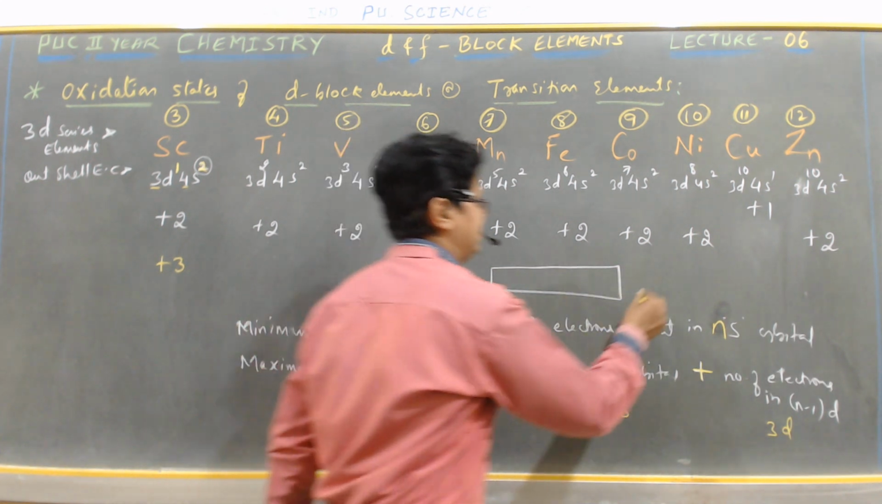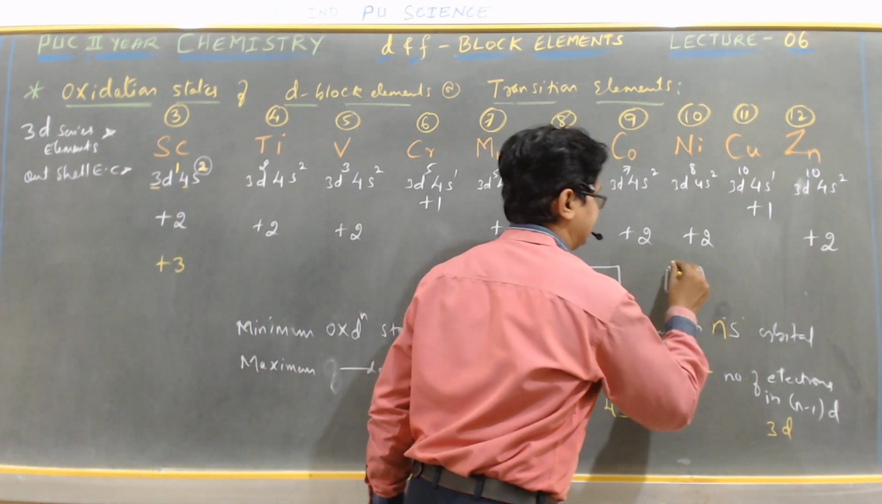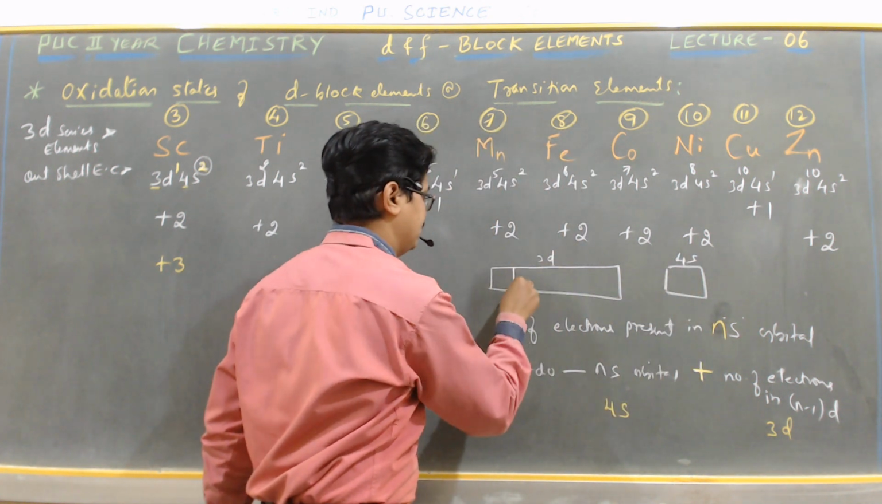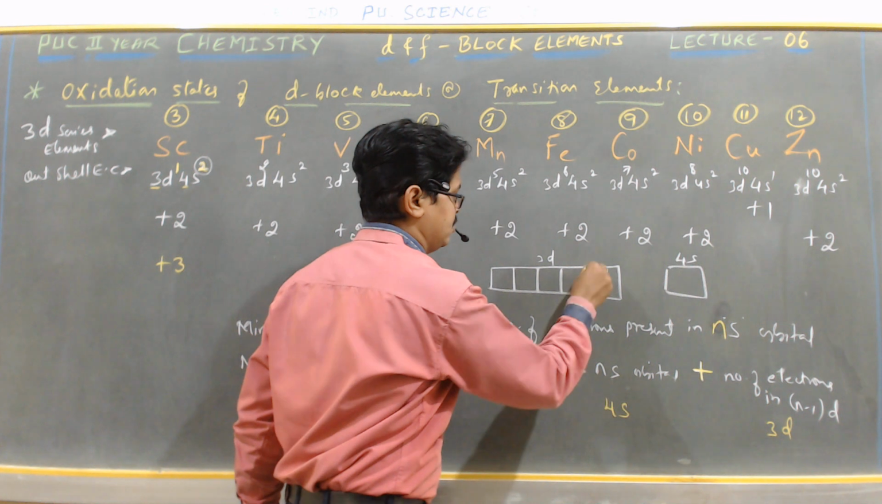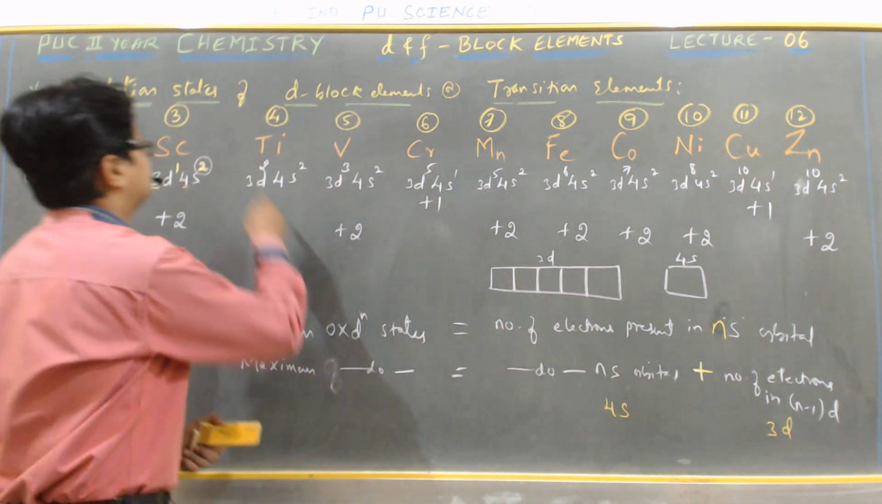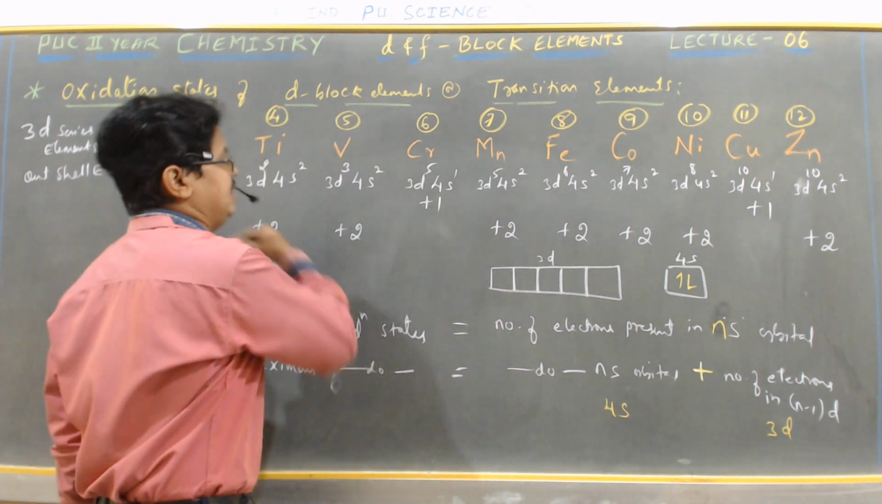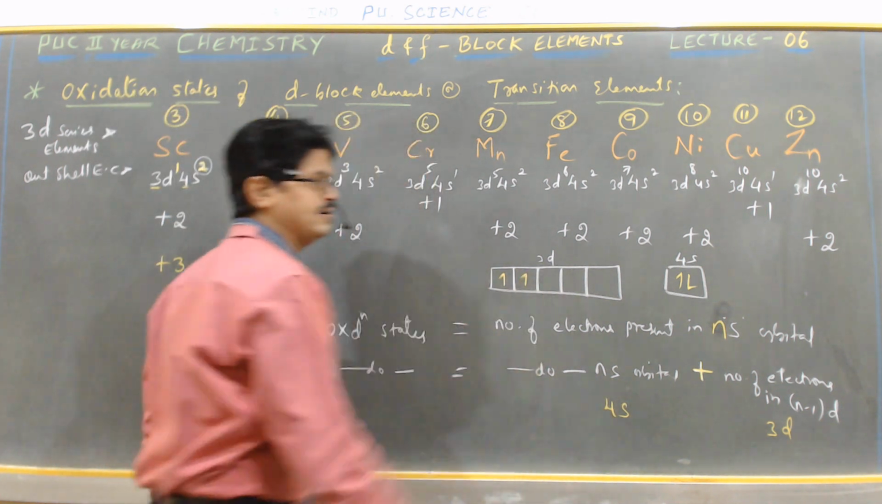This is the d orbital. This is the s orbital. Think of this as 4s, and this is 3d. Now in the case of titanium, 2 s electrons are there and 2 3d electrons are there.